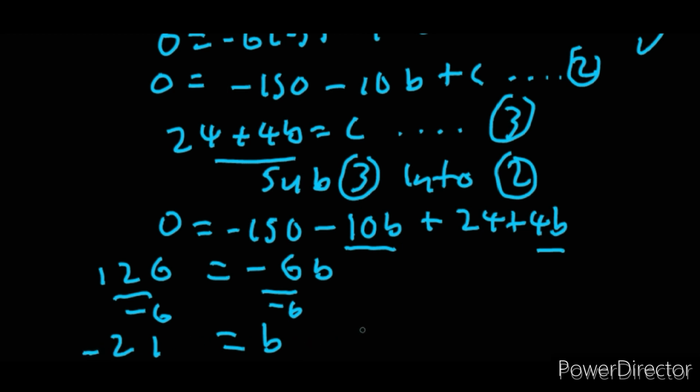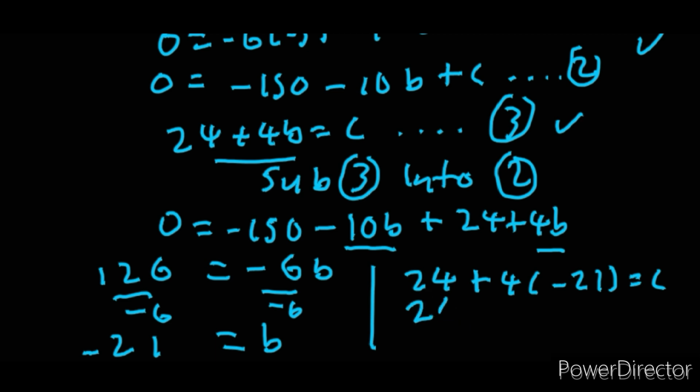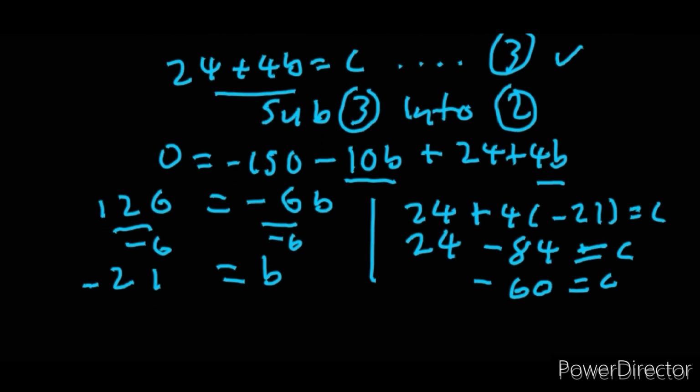So I found b. Now let me find c. I'm obviously going to substitute it into the third formula. So it means it's going to be 24 plus 4, and instead of writing b, I'm going to write minus 21, equals c. So then this is going to be 24, then this is going to be minus 84, is equal to c. So this is obviously going to be minus 60. So I found c. c is equal to minus 60. And there we have it.